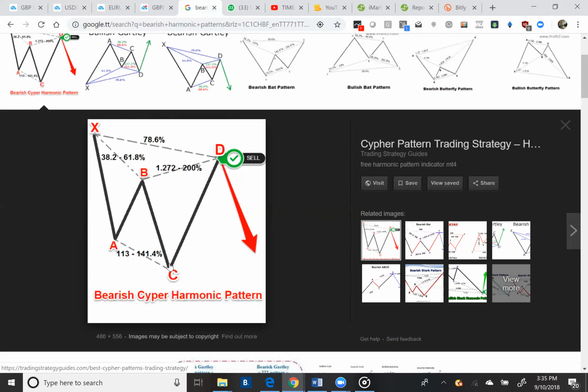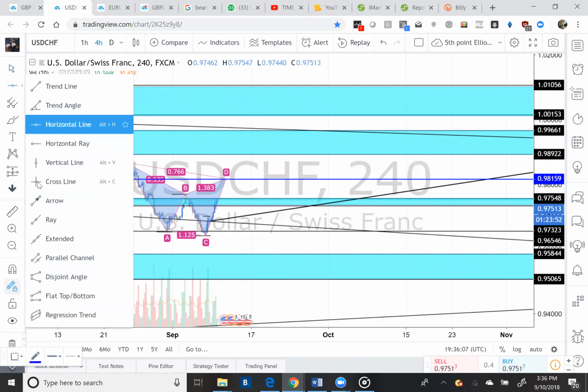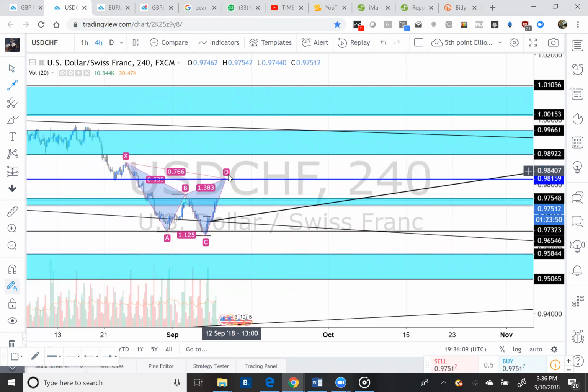Now, I'm suggesting that this C to D is what is taking place now, right? And so once it goes to that D point, it will satisfy this harmonic pattern, which then is suggesting that the price is about to go down after it hits that blue line. It's about to go down all the way back down to the C level. Okay.